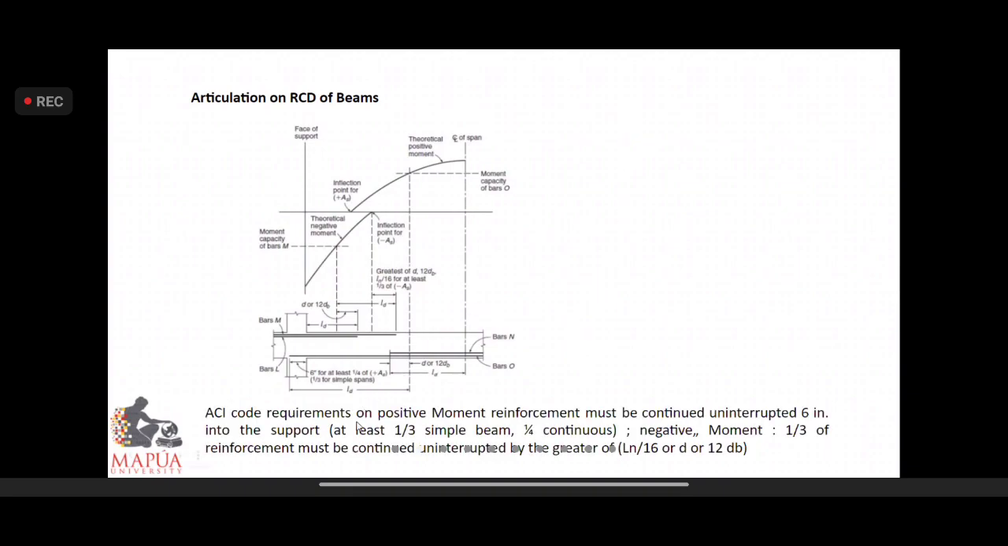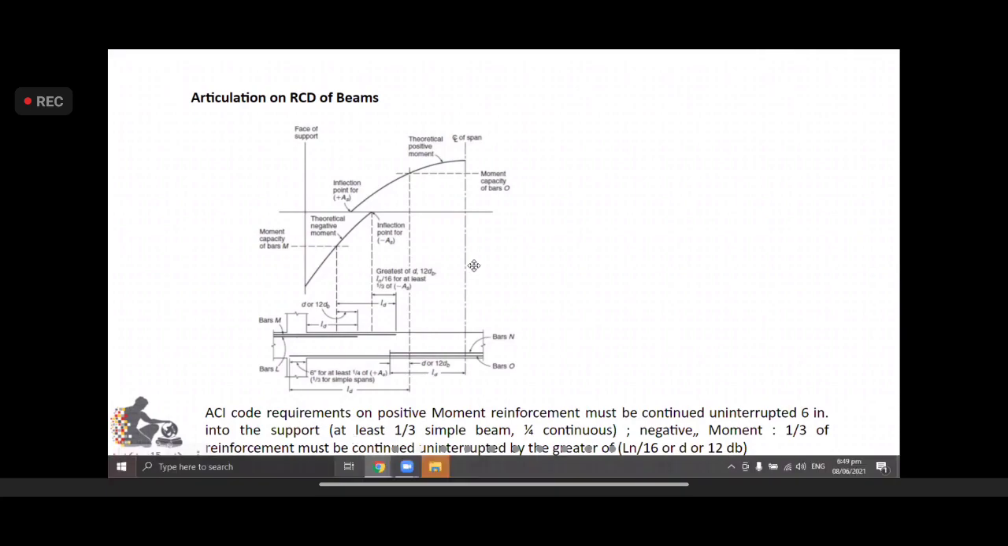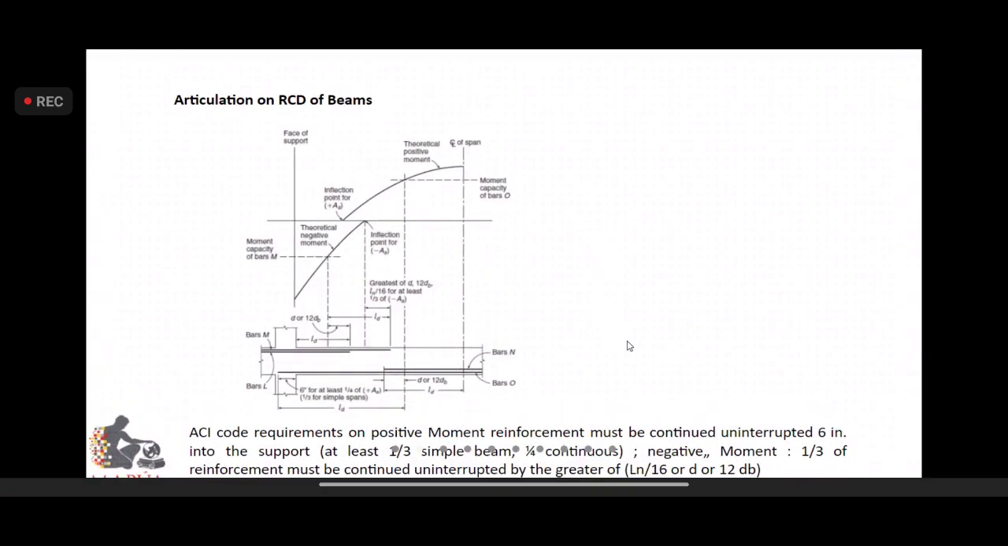ACI code requirements on positive moment reinforcement: it must be continued uninterrupted 6 inches into the support, at least 1/3 for a simple beam and 1/4 for a continuous beam. Negative moment, 1/3 of the reinforcement must be continued uninterrupted. Lapit na eh. Halimbawa, siyam, ganda, yung kailangan sa tension bars. Ano ba yun? May yung uninterrupted, yung at least 1/3 na sinasabi. Must be continued. Okay?